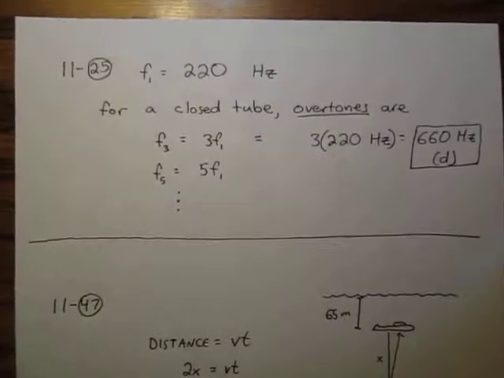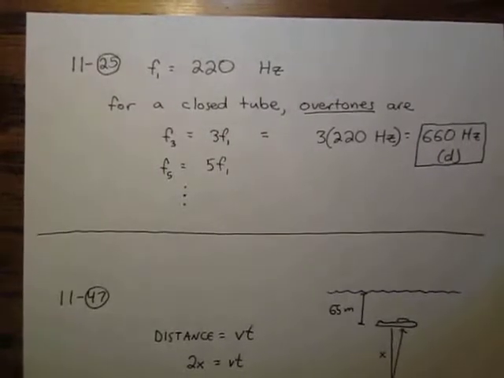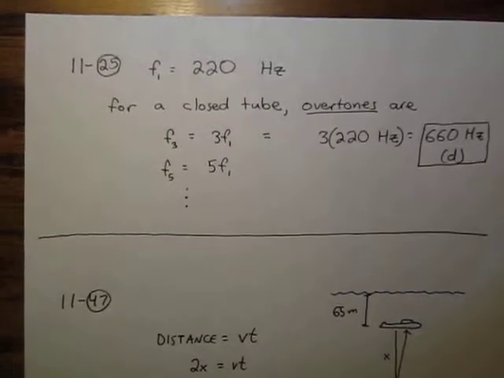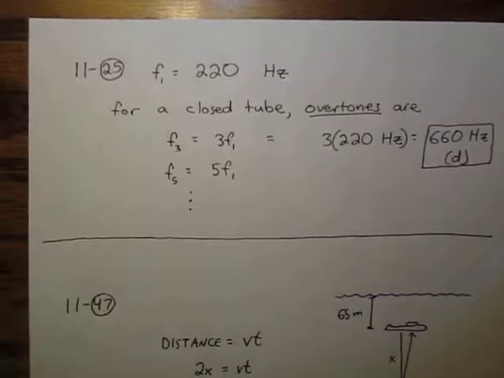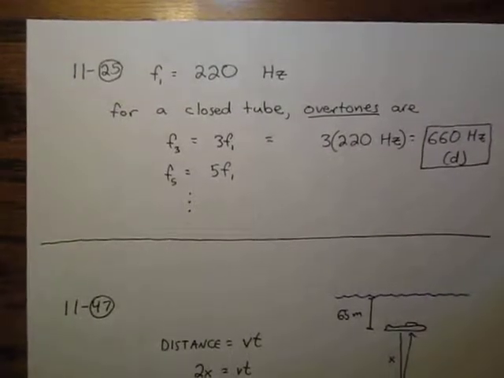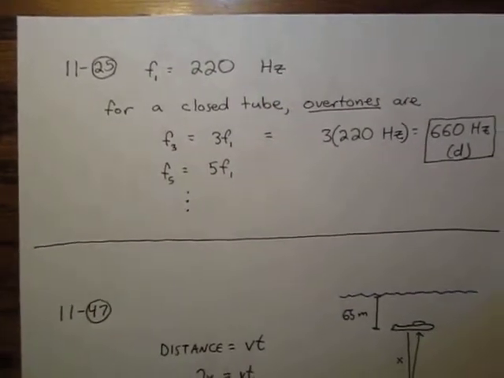This is part 2 of chapter 11 homework for Physics 102A. So starting with number 25, we have a fundamental frequency of 220 Hertz. For a closed tube, remember that the overtones are every odd multiple of that frequency.